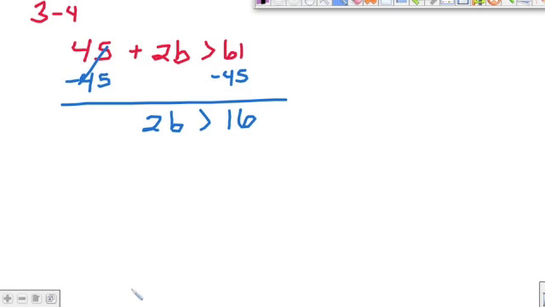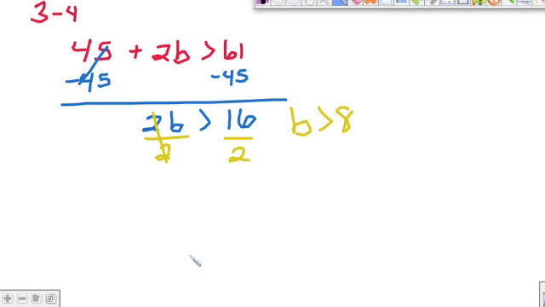All right, again, to get that variable by itself, right now it's being multiplied by this 2. So I'm going to do the inverse and divide by 2. What you do to one side, you do to the other. The 2's cancel here, and I wind up with b is greater than 8.